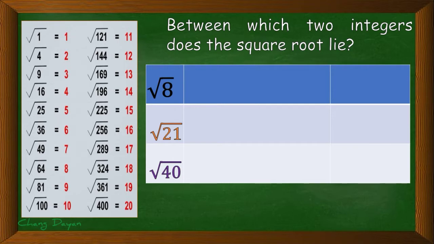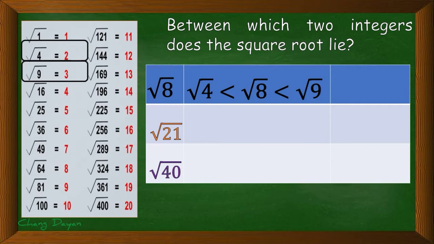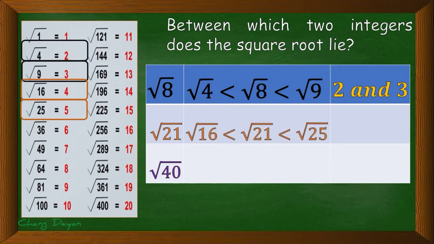Now, let us have another example. What about square root of 8? Ang square root of 8 ay nasa pagitan ng 4 at 9. So, square root of 8 is greater than 4 but less than 9. Square root of 8 is in between 2 and 3. What about 21? Square root of 21 is greater than 16 but less than 25. At ang dalawang consecutive number kung saan ang square root of 21 ay nasa gitna ay 4 and 5.